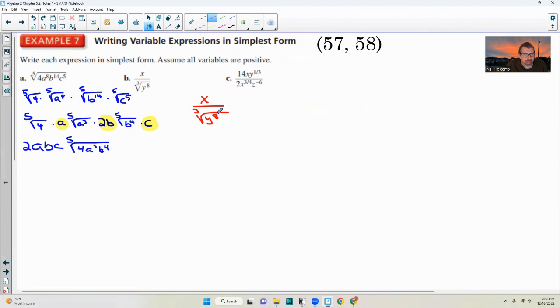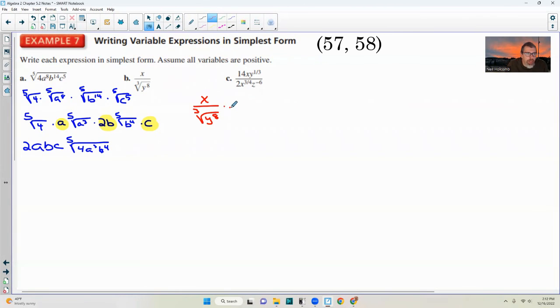So I have 8. I need to increase this number so it's a multiple of 3. Well, 3 times 2 is 6. That's still less than 8. 3 times 3 is 9. There it is. I have 8. I only need one more to make this a perfect cube.